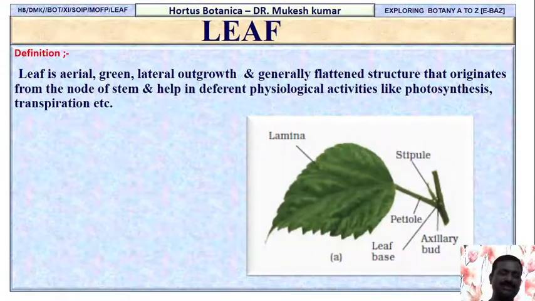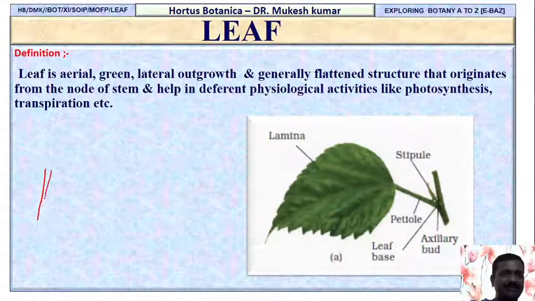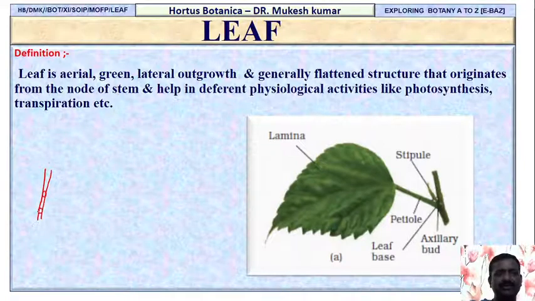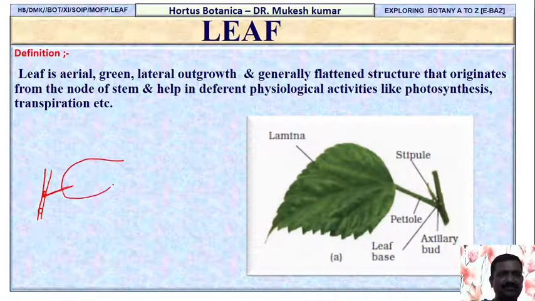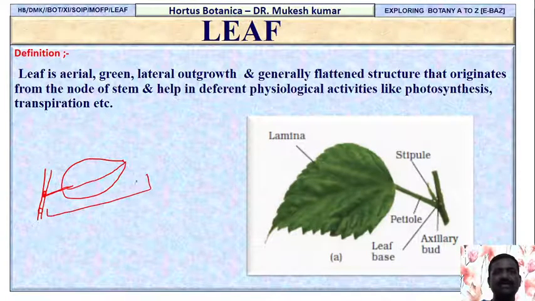Now let's see what the leaf is. Whenever we talk about the leaf, remember, you have a stem. This is the stem having nodes and internodes. From this very node, what happened? You find there is a lateral outgrowth. This lateral outgrowth is showing a flattened structure, and this whole structure is called a leaf.